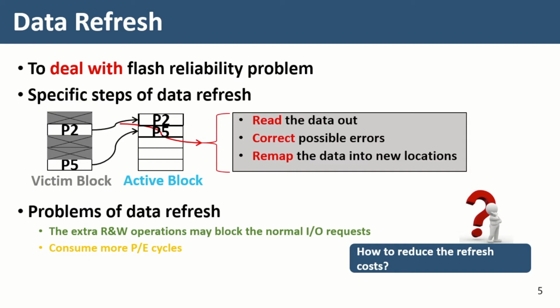Besides ECC, the periodic data refresh technique is also one common solution to deal with the deteriorated data reliability problem, which periodically reads the data out, corrects possible errors, and then remaps the data into new locations. However, the extra operations may affect performance and longevity, so our goal is to reduce the refresh costs.